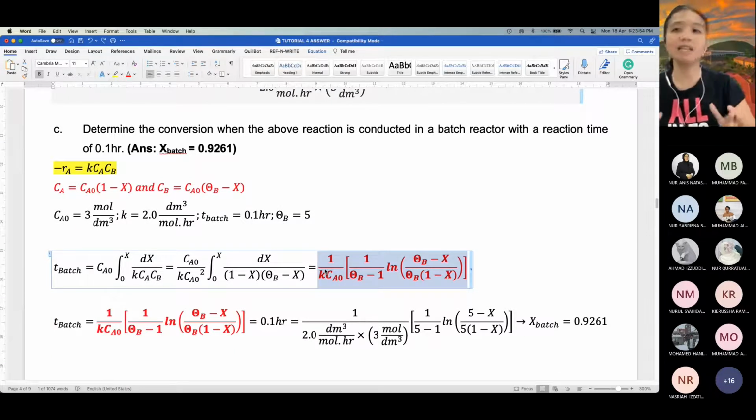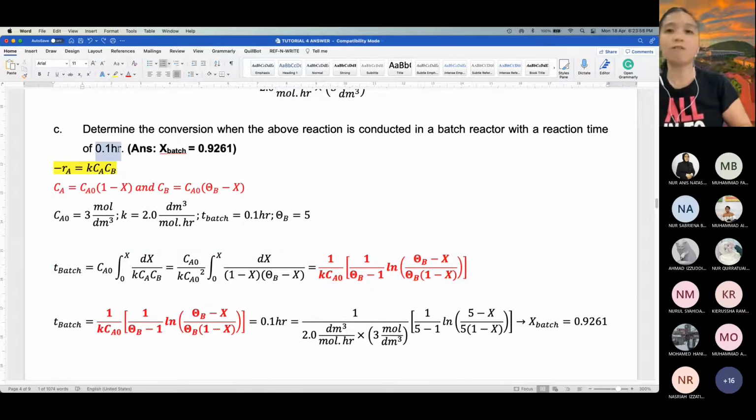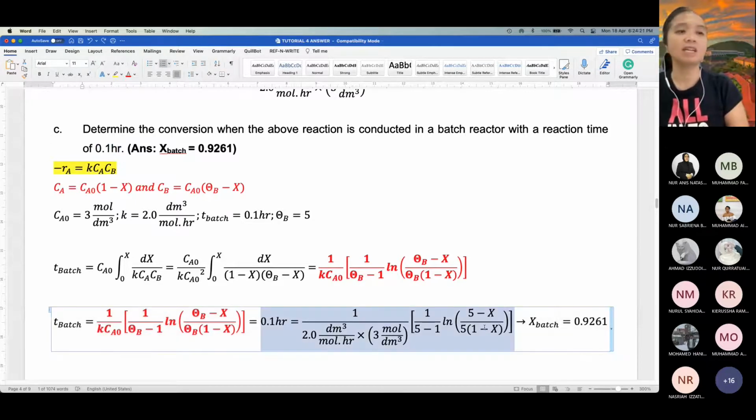All right, so in this case, they give us reaction time 0.1 hour, meaning left hand side is 0.1 hour. Right hand side, X is what we want to find, and the rest must be replaced with numbers, meaning you replace K, you replace CA0, you replace your theta B, and you will be able to get your X. For this question as well, when you have extra time, please try to practice by yourself because this is not a straightforward mathematical equation.